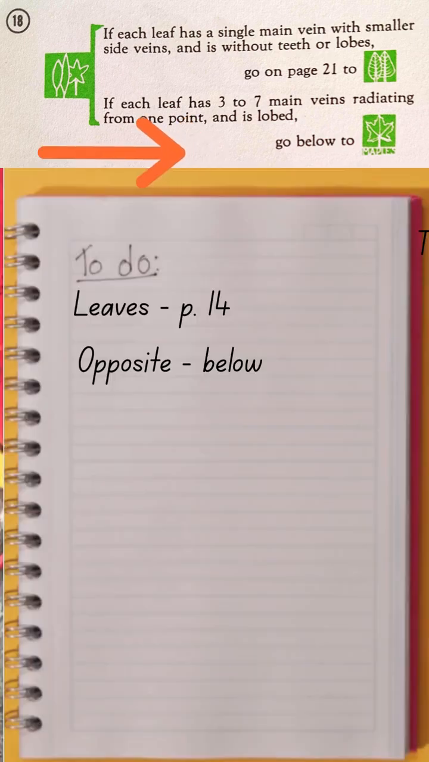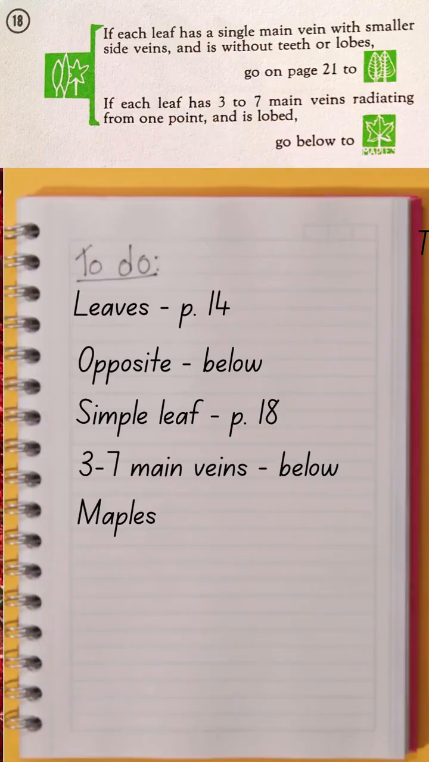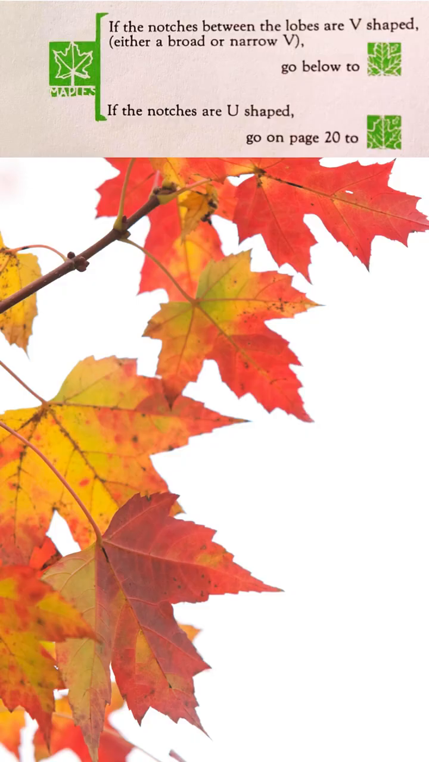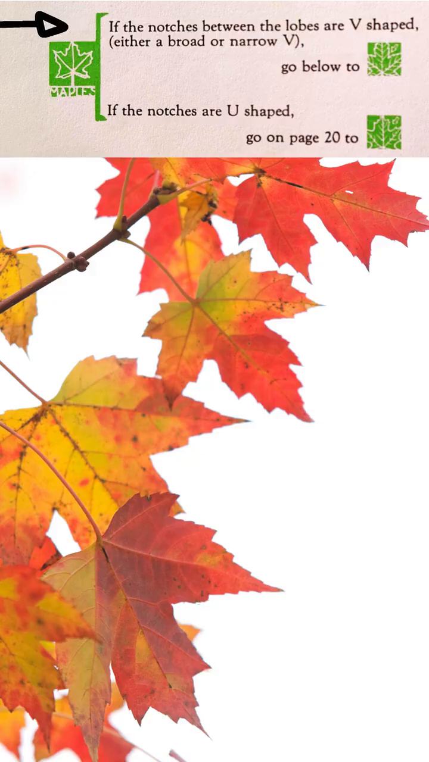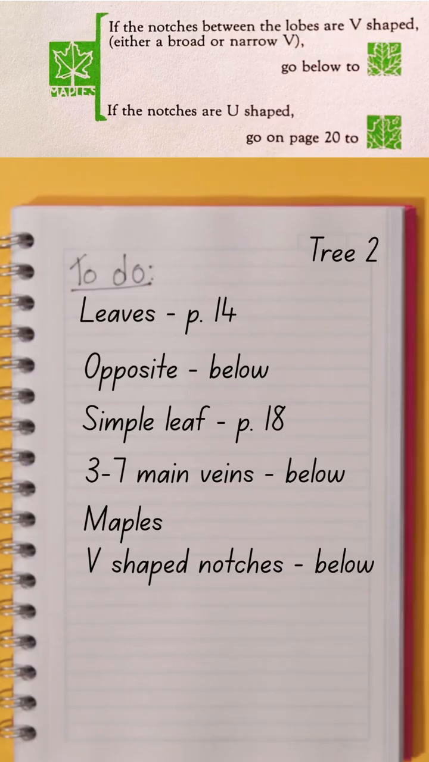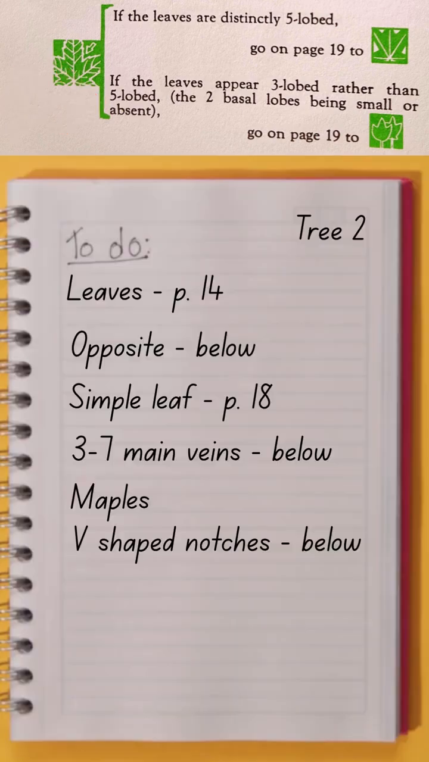Looking back at your book, go below. All right, now we're in maples. You just identified this tree as a maple. That's the genus, the group of maples. So let's find out even more. Is this a V or a U? It's a V shape. Okay, we're going below. What are our options there? This is why we want to write it down, so that when we think this doesn't fit right, we can look back. How many lobes does this leaf have? 3. Let's go on to page 19.